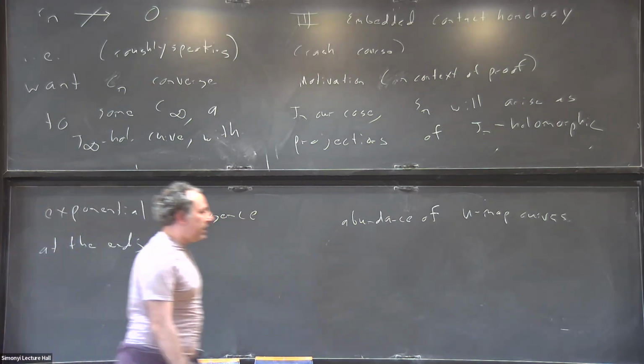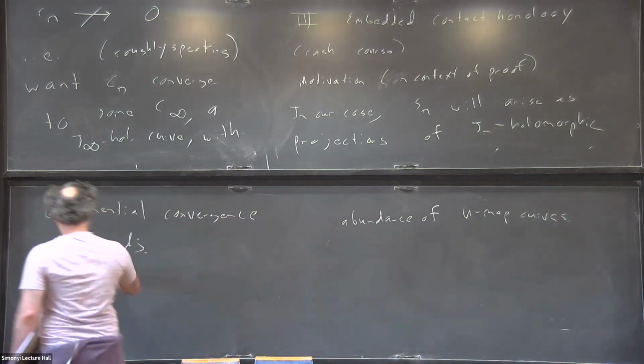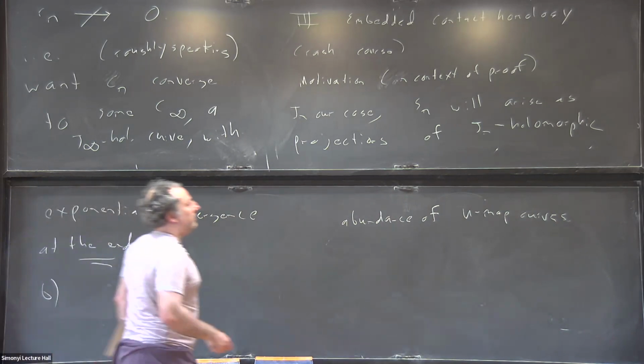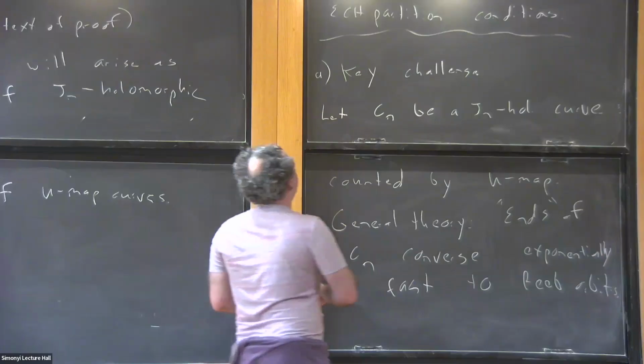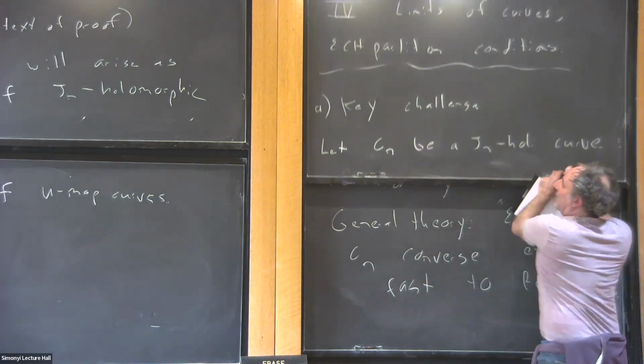Okay, so that was going to be point A. And now I'm going to give a point B. So remember, the name of this section is limits of curves and the ECH partition conditions. So this part A was the limit of curves.